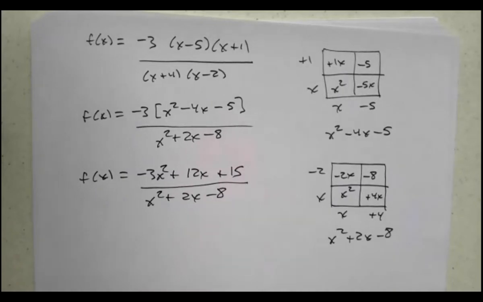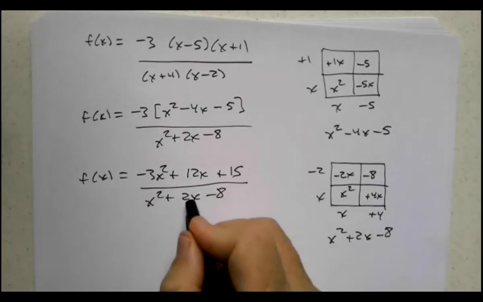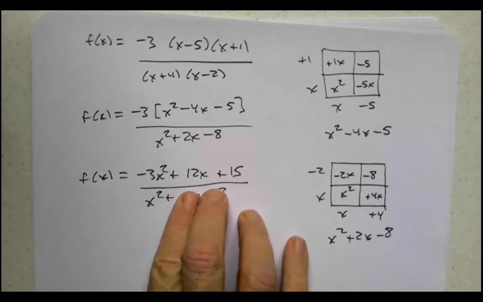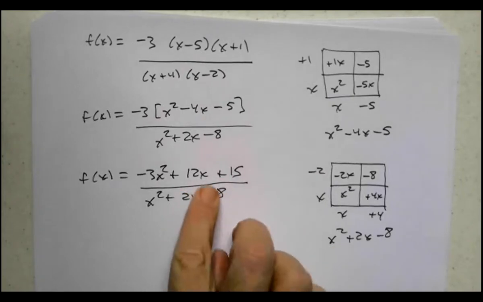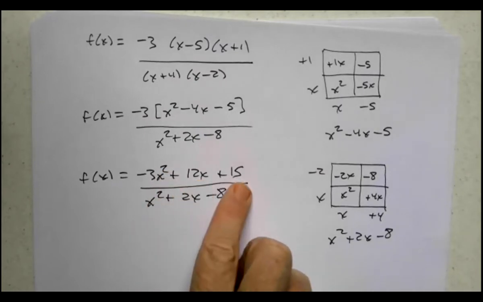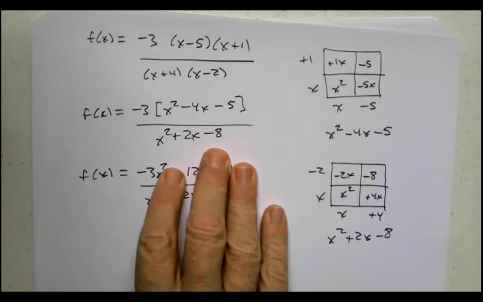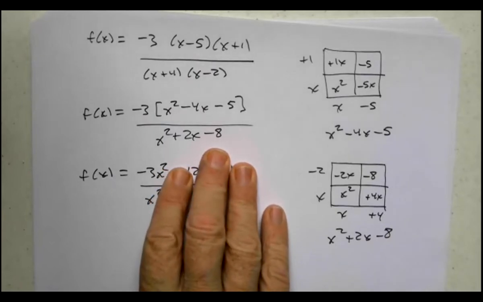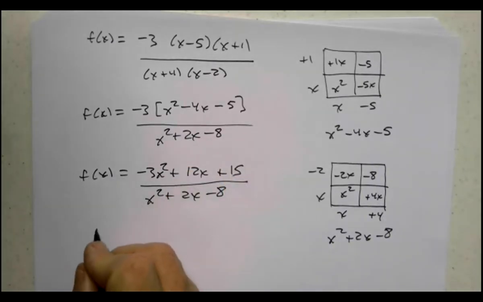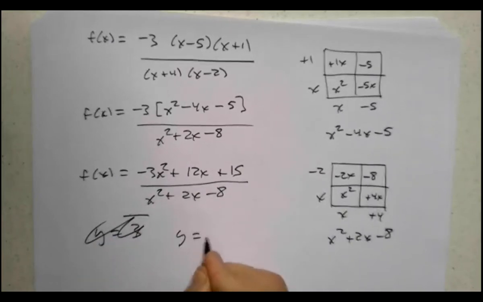Now, how do we think about the horizontal asymptote? If x is 1,000, 1,000 squared is 1,000,000. So 2,000 relative to 1,000,000 is negligible, and minus 8 is negligible, so the bottom is basically 1,000,000. Upstairs, -3,000,000 plus 12,000 and 15, the rest are basically negligible. So as x gets large, it's dominated by the highest powers, and I have -3x squared over x squared, ignoring everything else. That gives me my horizontal asymptote of y = -3.